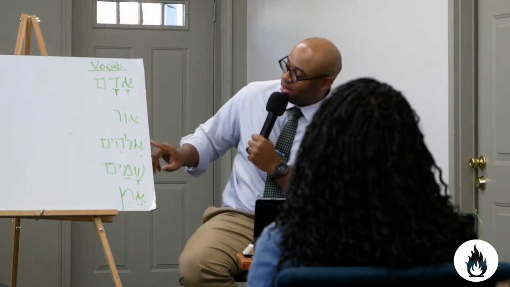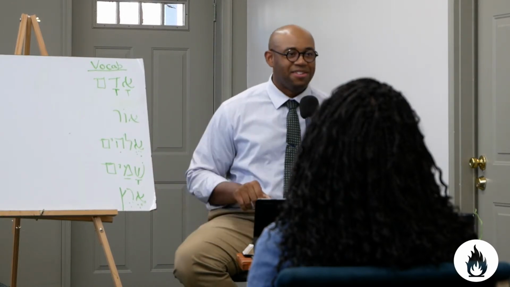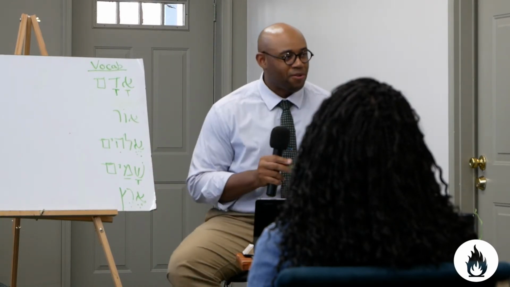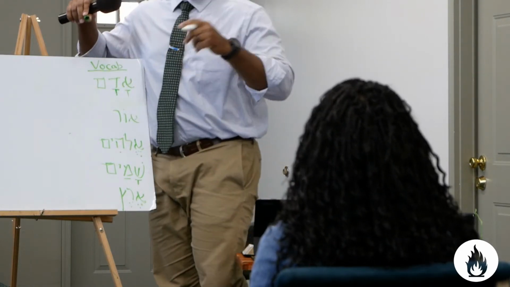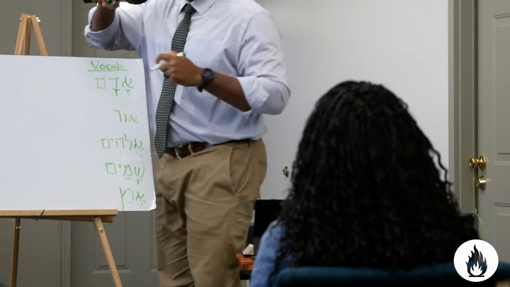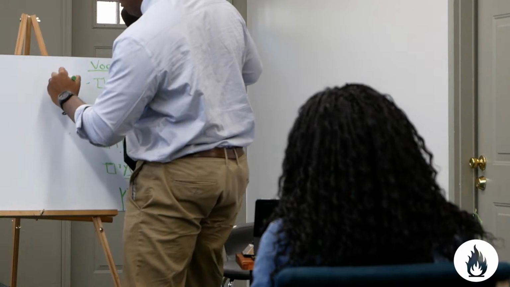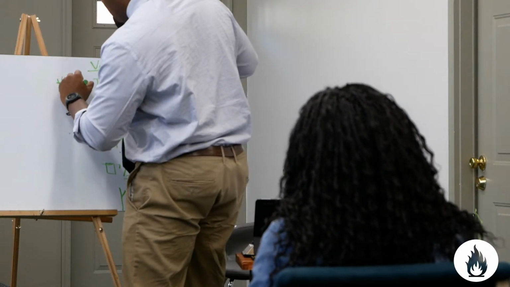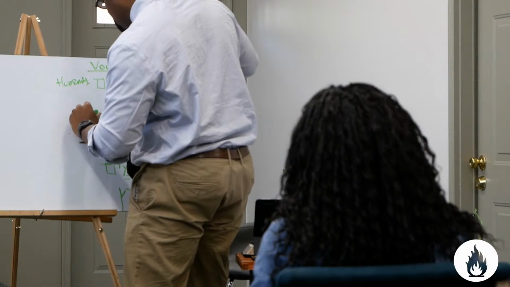Adam, Or, Elohim, Shamayim, Eretz. There we go. So that's my vocab for today. I'll put the answers up so you can take a picture because you need the vocab. I'm going to quiz you on the alphabet and the vocab in 2 weeks. You have 2 weeks to learn 5 words. That's easy. I learn 25 a week. So this will be easy.